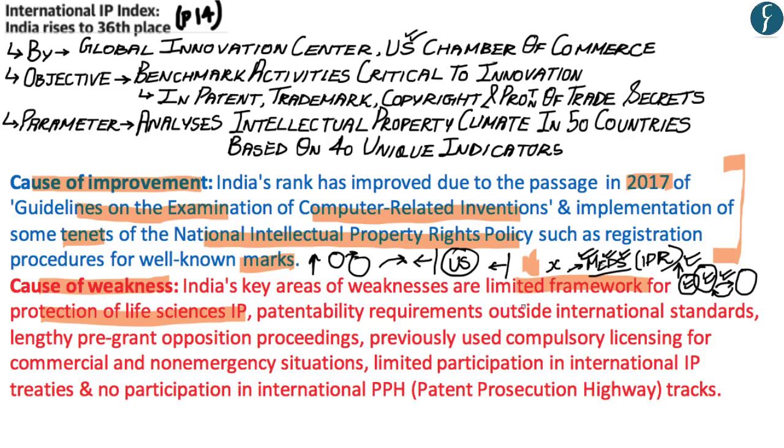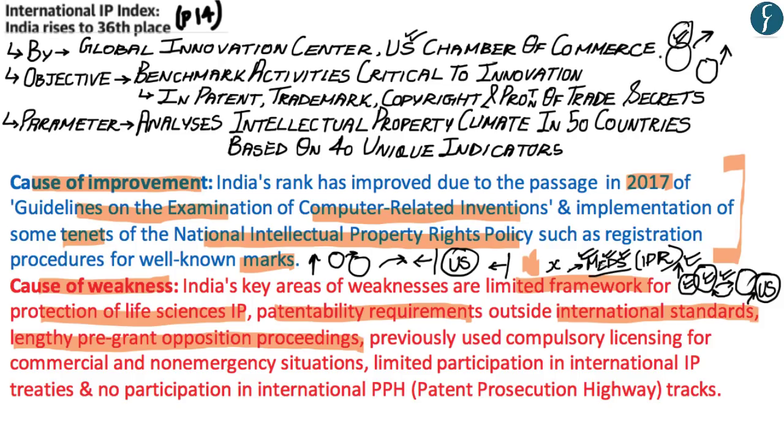The second weakness as highlighted in the report is that various patent requirements that India has are outside the international standards. And again, when the report says international standards, it basically means the standards which have been followed by the United States. Apart from this, India also has a lengthy pre-grant opposition proceeding. Now, what this means is that if any company has applied for a patent, then other companies or organizations can come up to the Government of India and oppose the giving of patent to this particular company or for a particular product.